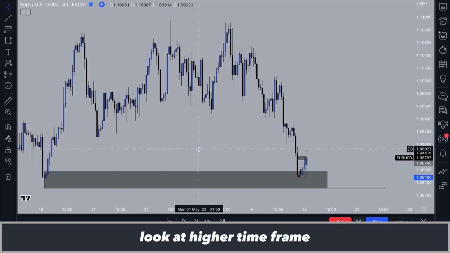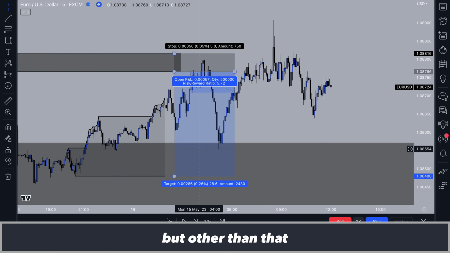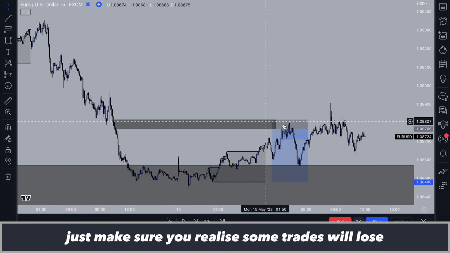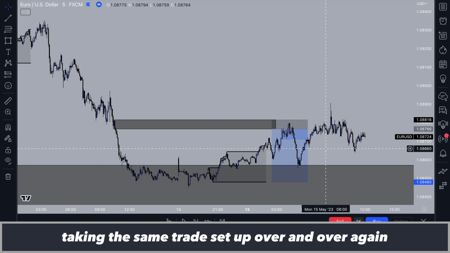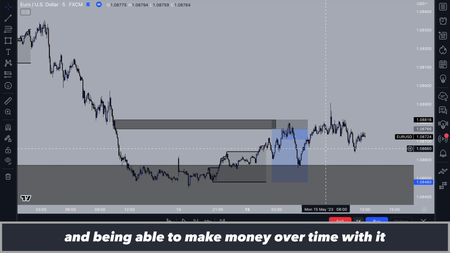So that's something you can look at higher time frames, but it's not always necessary, and trading on loads of different time frames can just create confusion, and it can affect your ability to see the markets clearly. So to keep things simple, I'd probably suggest avoiding that. But other than that, that's going to be all for this video. Just make sure you realize some trades will lose. It's about taking the same trade set up over and over again and being able to make money over time with it.